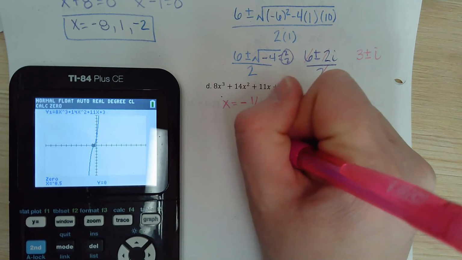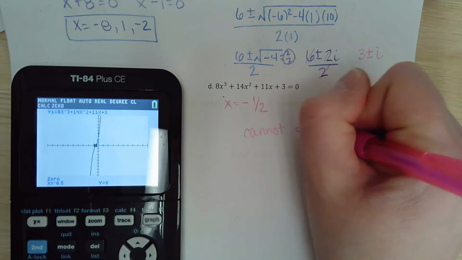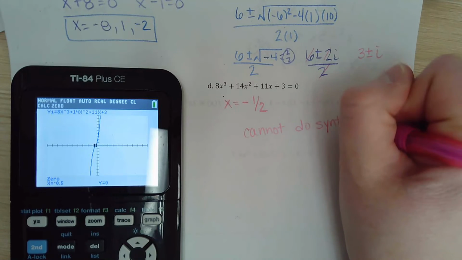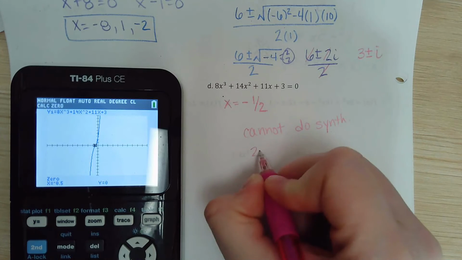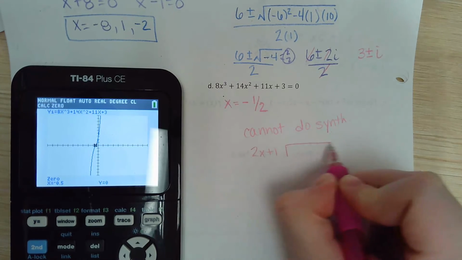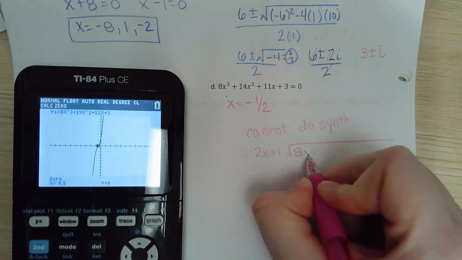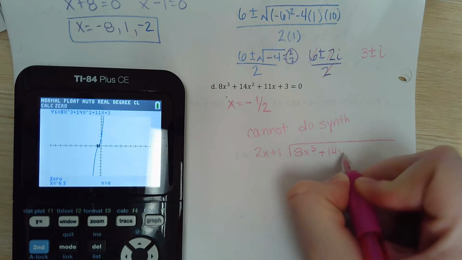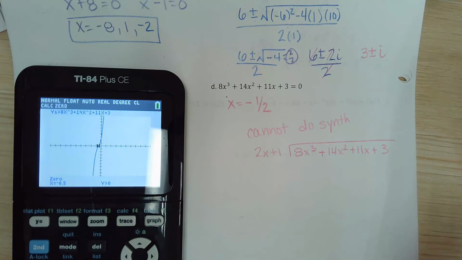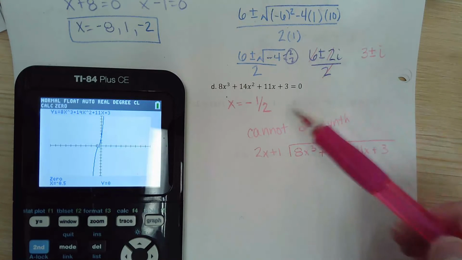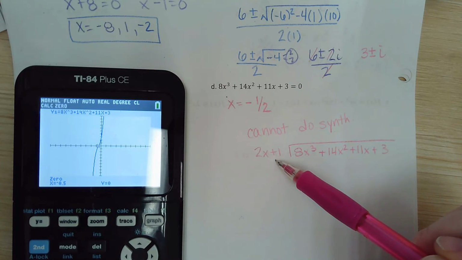So I could rewrite this as 2x plus 1 and do longhand division into 8x cubed plus 14x squared plus 11x plus 3, and do it that way. We are not going to ask you to do that. You should be able to do it by synthetic, but you could do it by longhand division. So what you do is you take your answer and rewrite it as a binomial to make that happen.